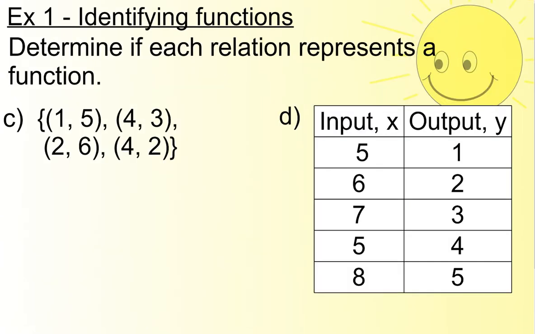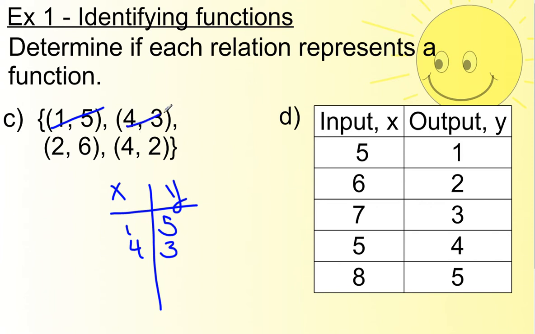Letter C. Now we just have the same information except as a list of points. If this list is confusing to you, and I know some students who find it very confusing, what you can do is turn this into an input-output table. So you just go X, Y. The first point is 1, 5. And then 4, 3. 2, 6. 4, 2. This is probably much nicer and prettier to look at.